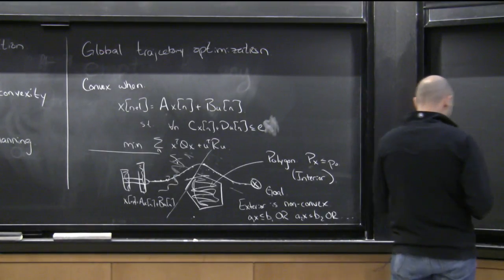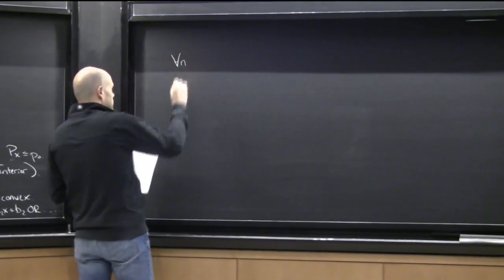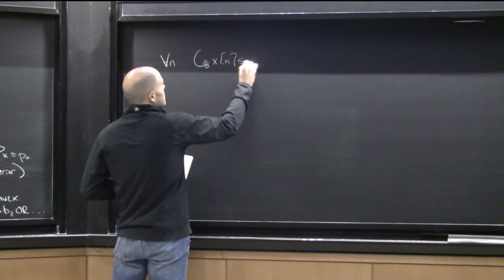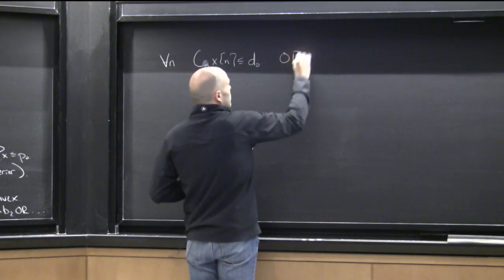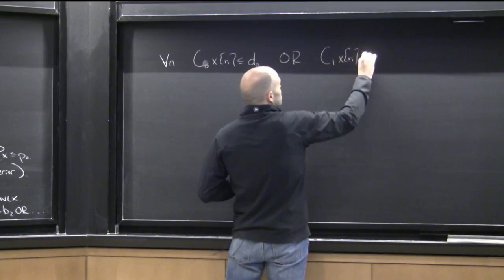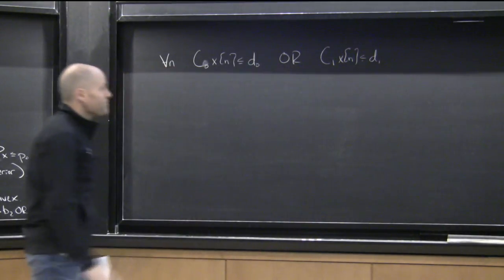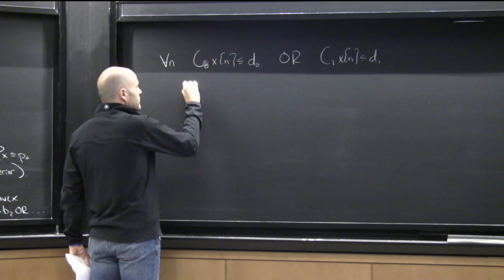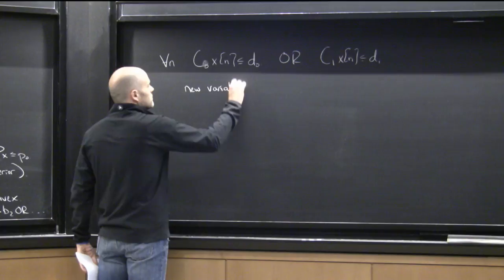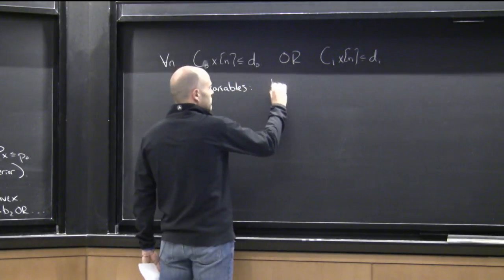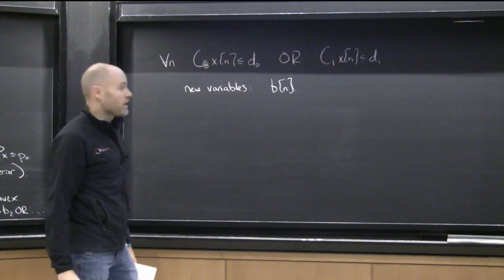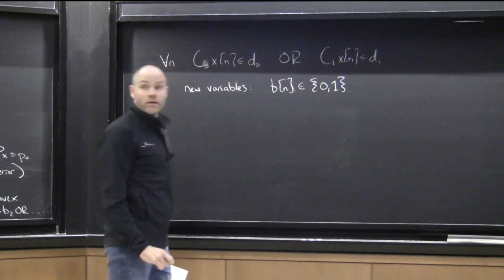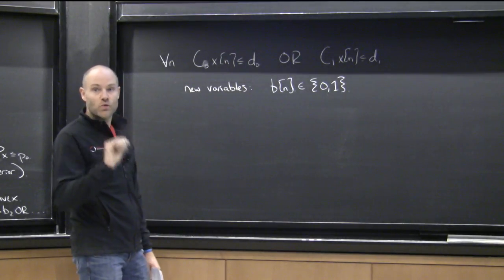So I can write the form, if I have for all n, let me call it C0 xn less than d0, or C1 xn less than or equal to D1, okay? Then how can I write that as a mixed integer optimization? Let's make a new set of variables. I'll call them bn. And I'll restrict them to be either 0 or 1. Not the range 0, 1. It has to be strictly 0 or 1. It's a binary variable.